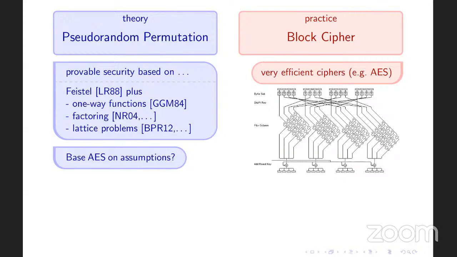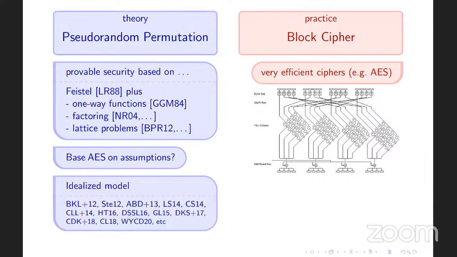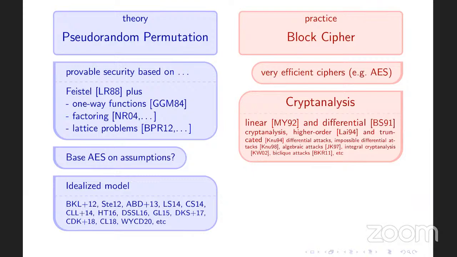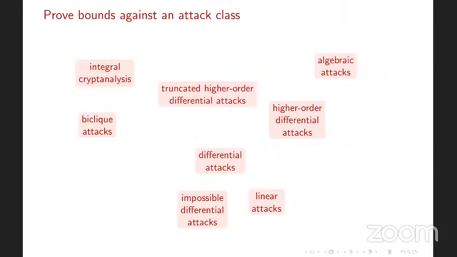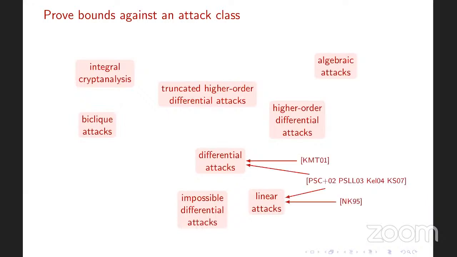Many works then try to argue the security of practical block ciphers in some idealized models. But still, these works are not analyzing the actual ciphers. When we get stuck proving security against arbitrary attacks, the next best thing we can hope for is to identify classes of attacks and prove they cannot succeed with good probability. To show this in a picture, the community has already identified many classes of attacks. Previous works show that AES can resist some classes of attacks to some extent.